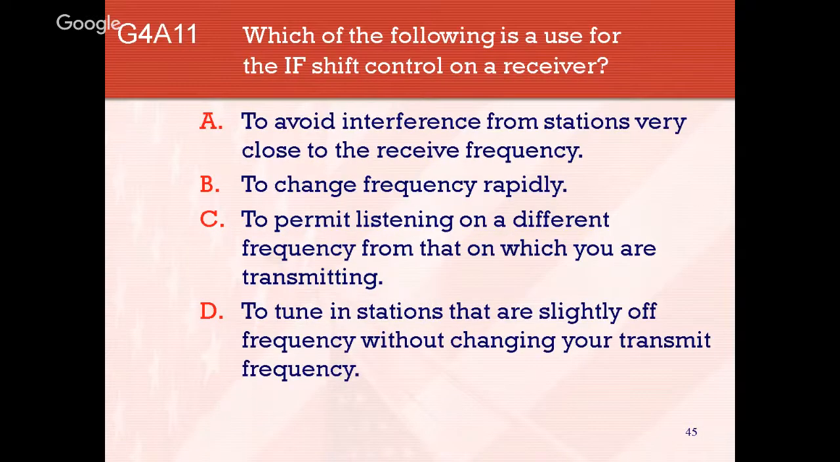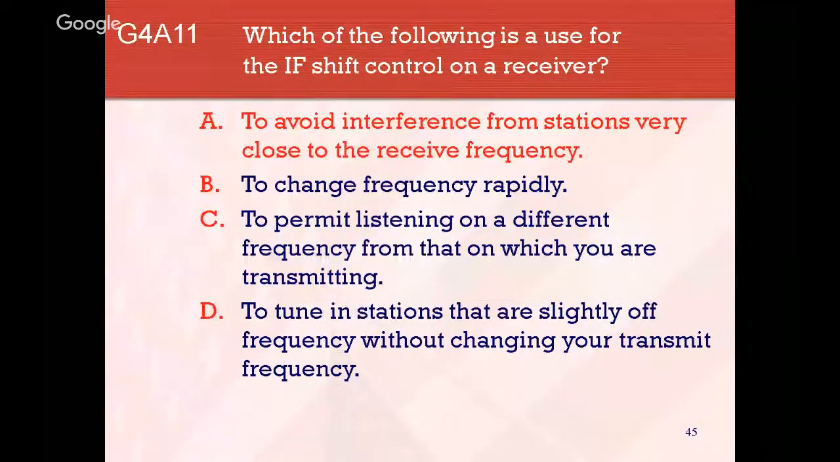Which of the following is a use for the IF shift control on a receiver? The IF shift control can be your best friend, believe me. If you have a station that is close by and you're hearing them a little bit, instead of changing frequencies on your main dial, just use your IF shift control to shift the IF frequency a little bit away from that. You haven't really changed your transmit and receive frequency, but you've shifted the IF internally to minimize or eliminate the interference from that adjacent station.